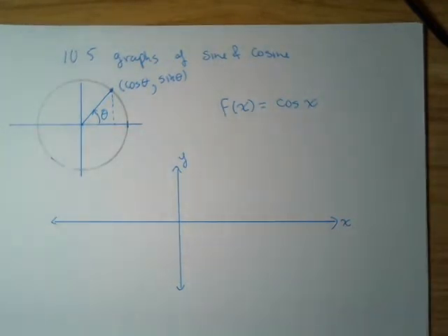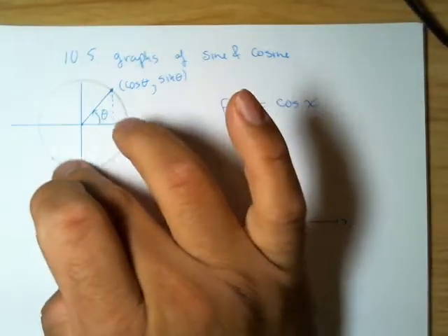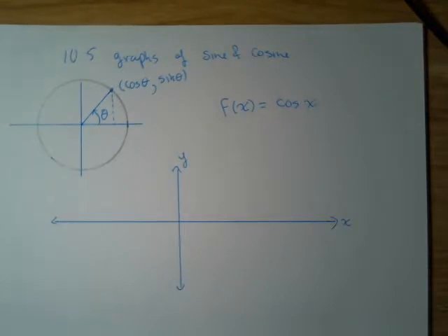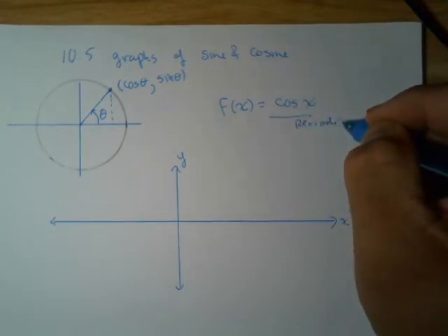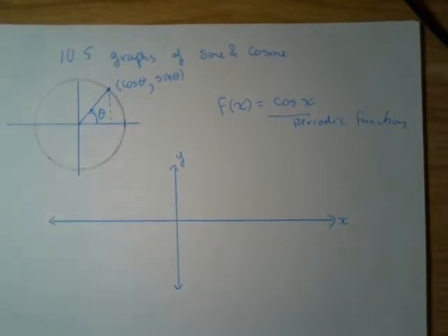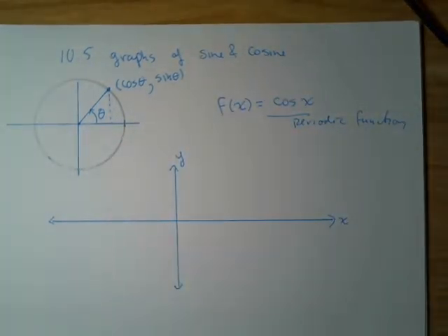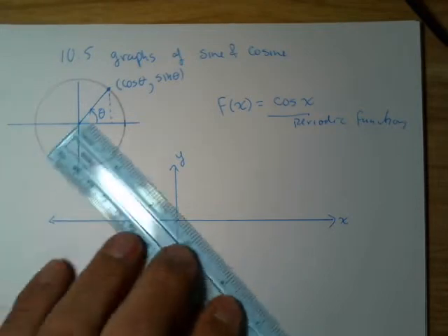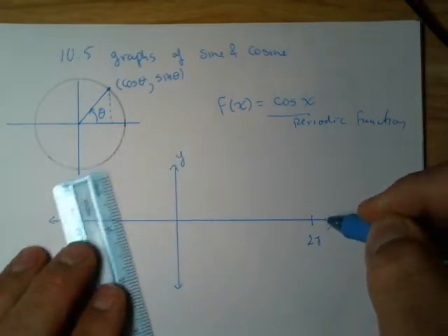Now, what we'll notice here, after 2 pi radians, the values keep repeating. So this type of function, cosine x, is what's called a periodic function. And it has a period of 2 pi. Once we went to 2 pi, the values keep on repeating themselves. So let's take a look here and kind of break this down.